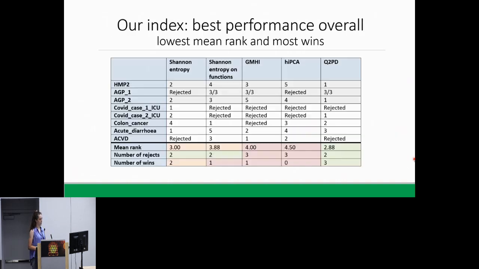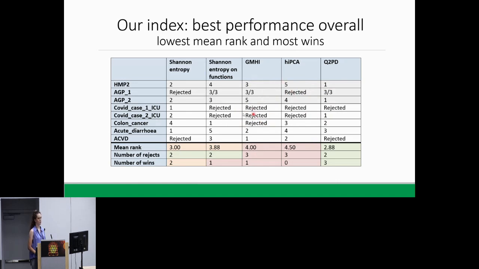And the last slide is a comparison of different indices across different diseases. So what we did here is we ranked the indices according to their importance. So this is our index in the end, and then all of the other indices. The higher the value, the more important an index. So for example, in this case, our index was the most important in the classification of HMP2. And the IPCA was the worst.